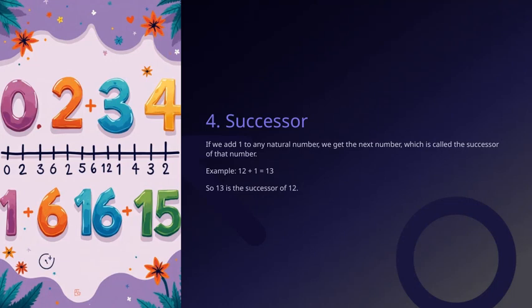Now let's talk about the concept of a successor. Essentially, when we add 1 to any natural number, the result is called the successor of that number. It's a way to move to the very next number in the sequence. For example, if we take 12 and add 1, we get 13. That means 13 is the successor of 12. This idea is fundamental because it helps us understand the natural order of numbers and how we can build counting step by step. It also ties into the overall theme of understanding the building blocks of mathematics, starting from simple concepts like adding 1 to find the next number.